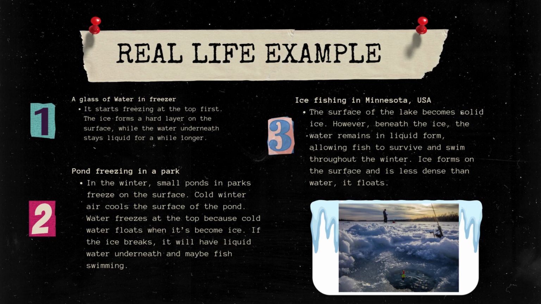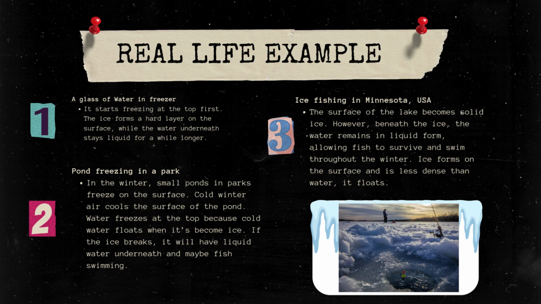Second, a pond freezing in a park. In the winter, small ponds in parks freeze on the surface. Cold winter air cools the surface of the pond. Water freezes at the top because cold water becomes less dense when it becomes ice. If the ice breaks, there will be liquid water underneath and maybe fish swimming.